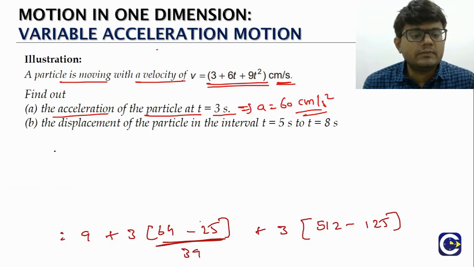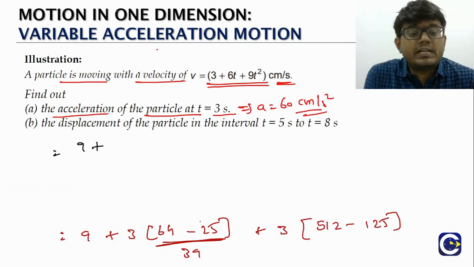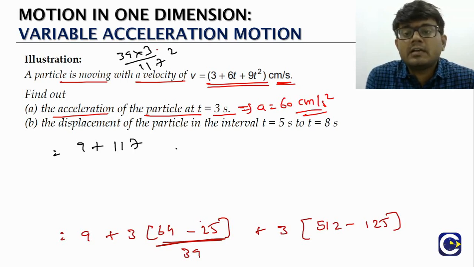Check it, what do we have? This is 9 plus 3 into 39. What is 3 into 39? 39 into 3, right? 9 3s are 27, 3 3s are 9, that gives 117. So 9 plus 117. Here, 512 minus 125.